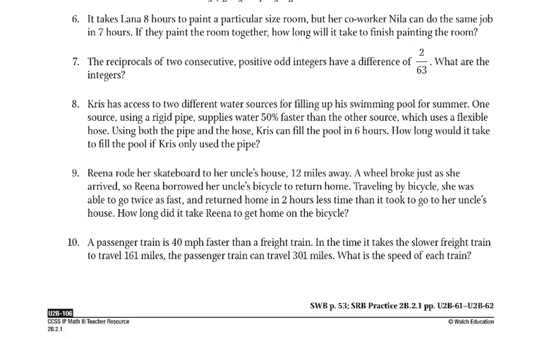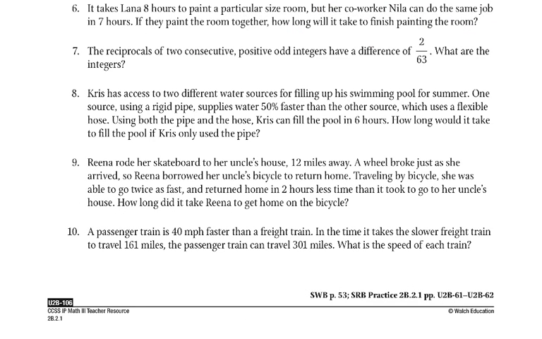Okay. All right, let's take a look at number 8, because we already did 7. Chris has access to 2 different water sources for filling up his swimming pool for summer. One source, using a rigid pipe, supplies water 50% faster than the other source, which uses a flexible hose. Using both the pipe and the hose, Chris can fill the pool in 6 hours. How long would it take to fill the pool if he only used the pipe?